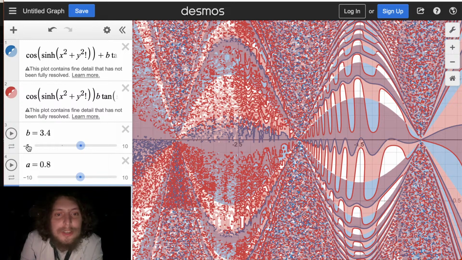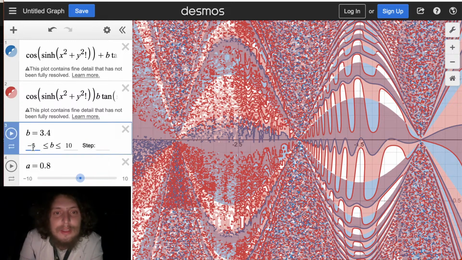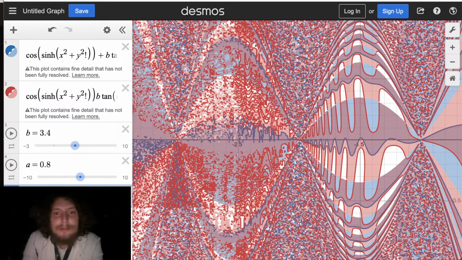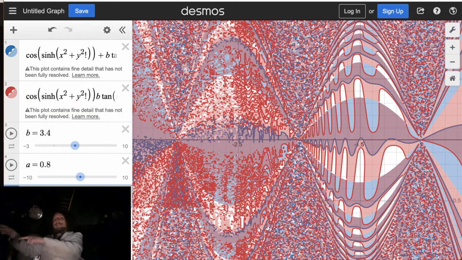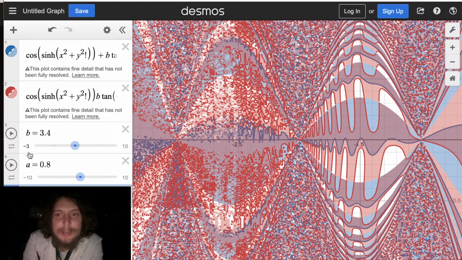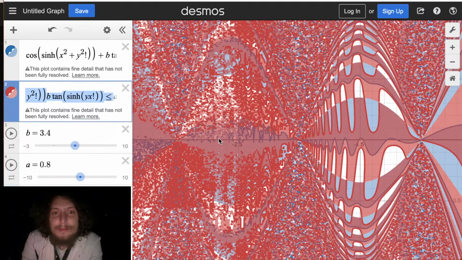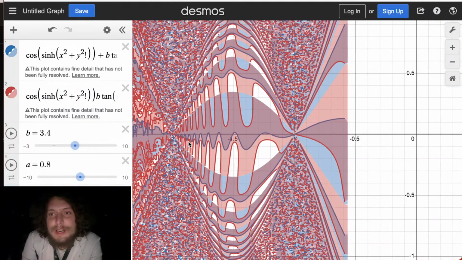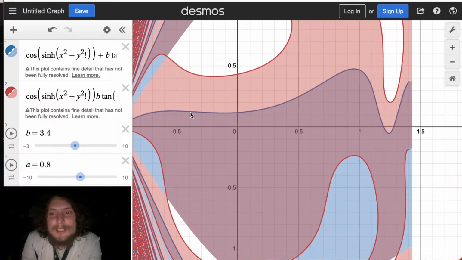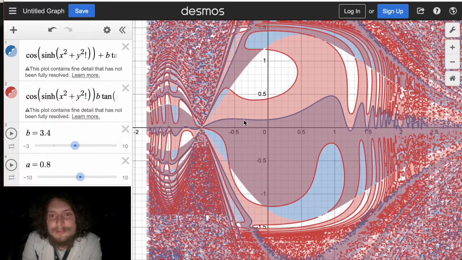To make it even more so, let's go -3 to 10. And now, by the time that one slides up and slides back, they're going to be going at different rates and keep crossing each other in different combinations. Now, with all this going on here, this is probably going to glitch really badly. But let's see if we can make it work at all.